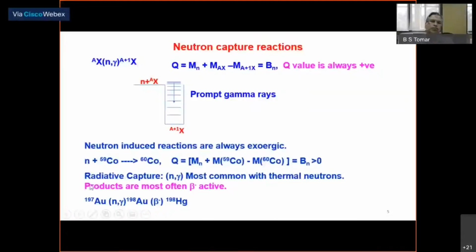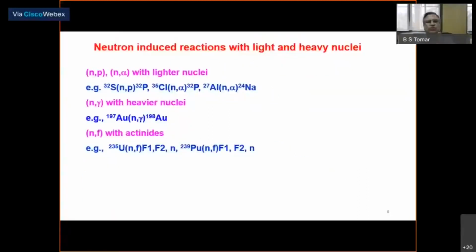With thermal neutrons, particularly, you have this kind of reactions. And the products of this radiative capture reaction are most often beta minus active, because you are increasing the neutron to proton ratio. So when the N by Z is more than the stable isotope, you will find the predominant mode of decay is beta minus, like gold-197 and gamma gold-198, which will be emitting beta minus to mercury-198. Of course, there are different types of reactions taking place with neutrons, particularly with the light nuclei.